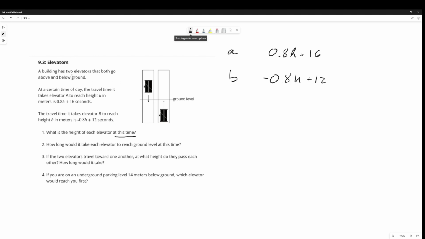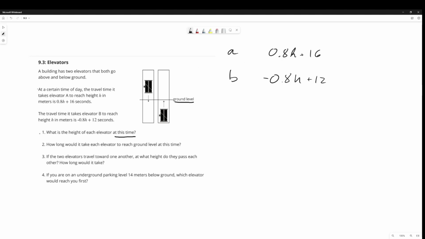So, we've got two elevators, elevator A and elevator B. Both of them can go above and below ground. So, here's ground level right here. It says at a certain time of the day, the travel time it takes elevator A to reach height h in meters is 0.8h plus 16 seconds. The travel time it takes elevator B to reach height h in meters is negative 0.8h plus 12 seconds. So they look very similar. They both have a similar slope but different y-intercepts. So here's the expression for A and here's the expression for B.